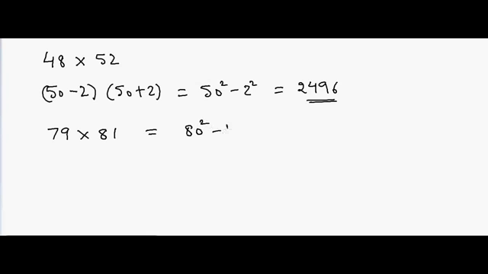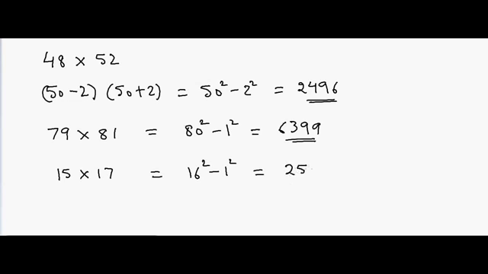In the same way, suppose I have to do 79 into 81, so the answer will be equal to 80 square minus 1 square. So this will be equal to 6399. Suppose we have to do 15 into 17, so in that case it will be equal to 16 square minus 1 square, that's equal to 255.